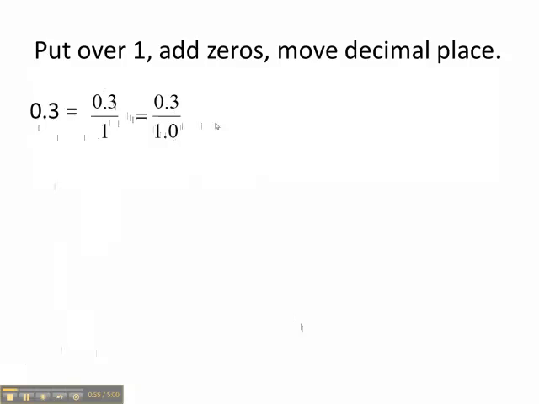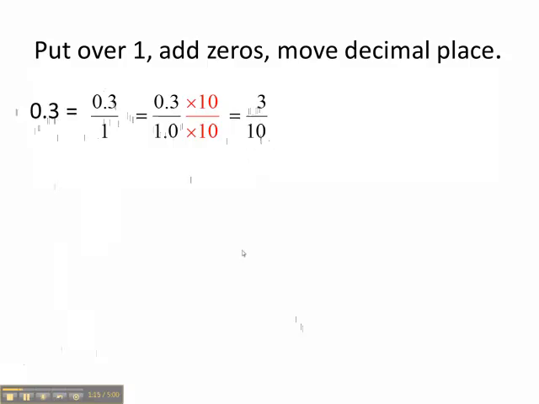Now I'm going to move the decimal point one place to the right, which means I'm going to multiply by 10. So I'm not changing it. So I get 3 over 10, and that is the answer. You notice this 3 is in the tenths place, and the fraction is 3 divided by 10.